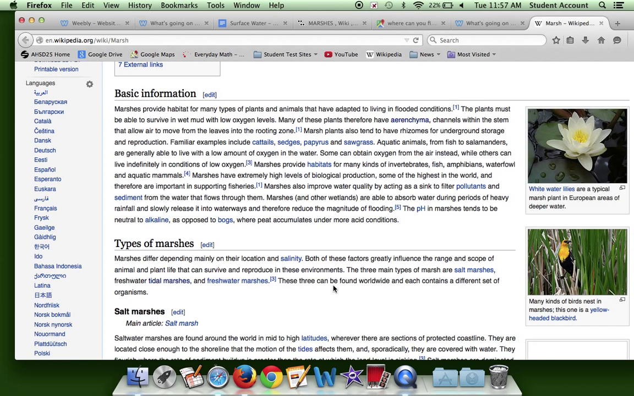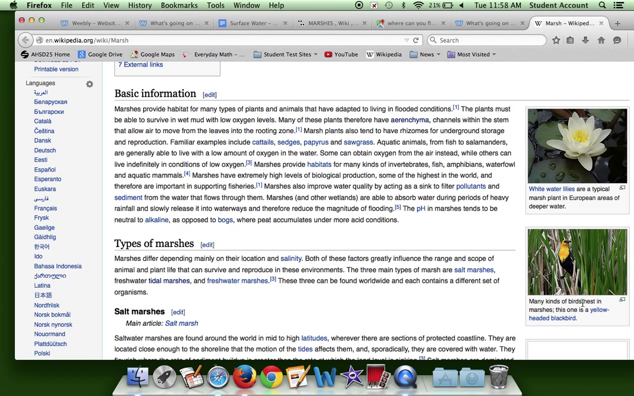Some basic information is marshes can provide habitat for many types of plants, so that's a benefit of it. But the conditions are not the nicest conditions. Marshes are flooded. First of all, it's kind of like a lake, but the plants must be able to survive in wet mud with low oxygen levels, so it is harder to breathe.